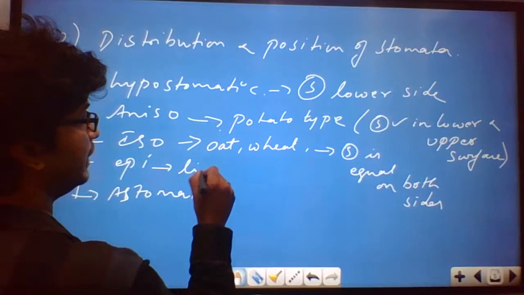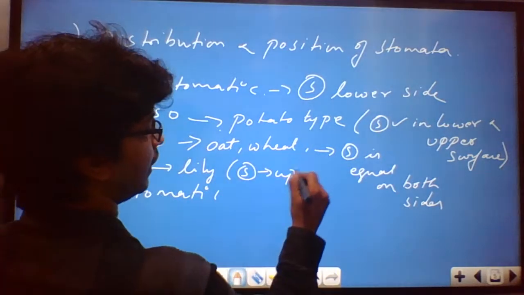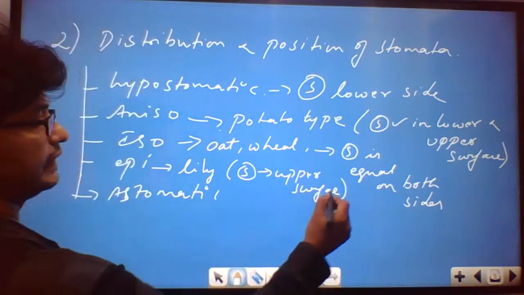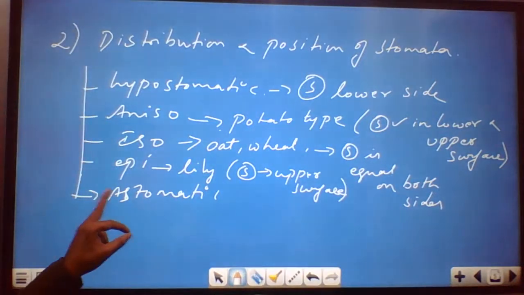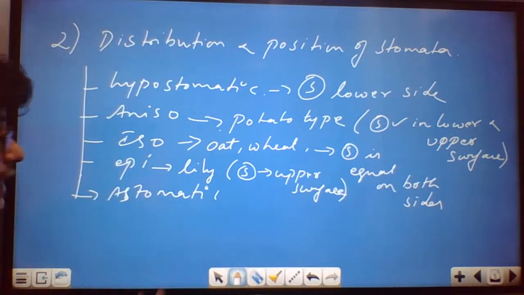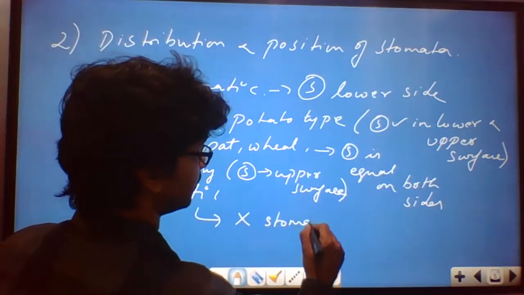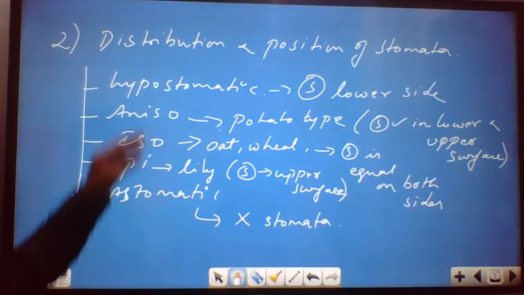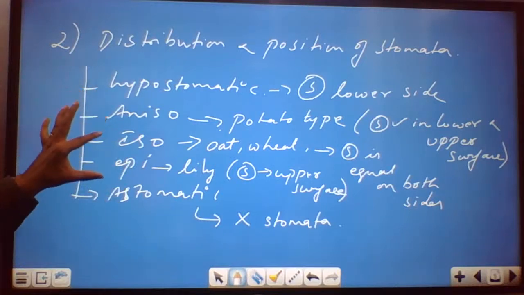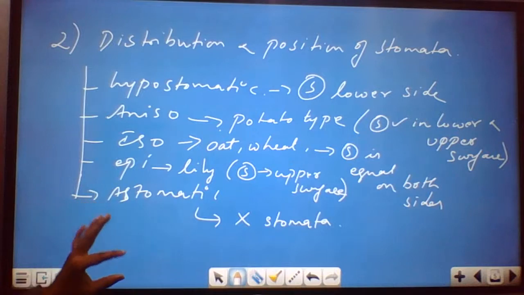You could see in the case of lily plants, for example, stomata only in the upper surface. Astomatic is where the stomata are absent. So based on the distribution and the position of the stomata, this classification: hypostomatic, anisostomatic, isostomatic, epistomatic and astomatic.